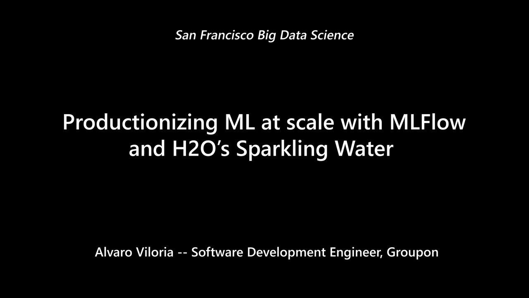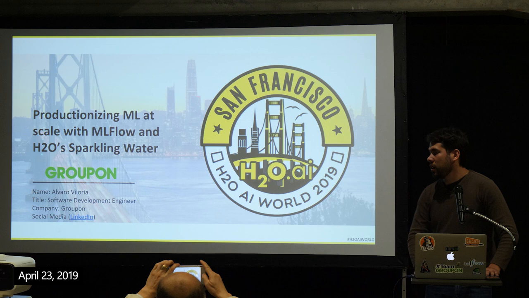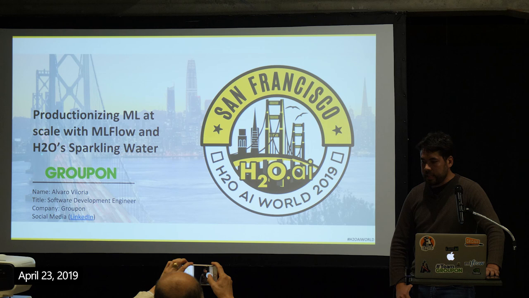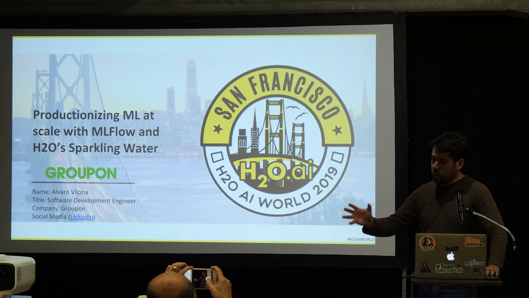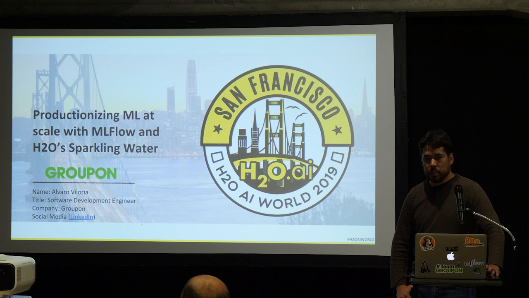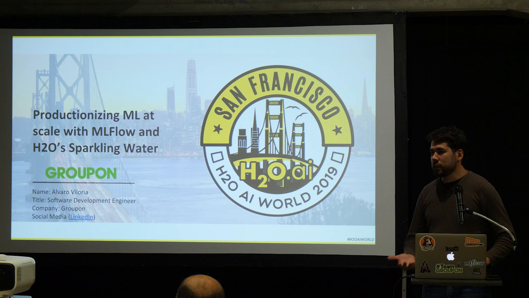Well, I'm going to be talking here about how we productionalize machine learning at Groupon. We are working at scale, and I'll share what we learned during the process. I've been working with Nick from the beginning of this project, coming from a naive Bayes base, prior to using machine learning in a recommendation system.